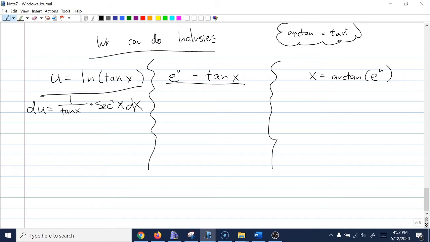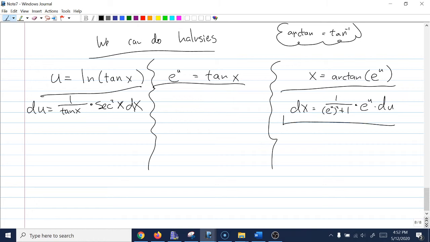This and this and this all describe the same relationship. If I know what u is, I can write down du is the derivative of that. If I know what x is, I can write down dx is the derivative of that. What's the derivative of arctan something? It's 1 over that squared plus 1 times the derivative of the inside, e to the u du. This and this are not obviously the same relationship, but they are the same relationship.